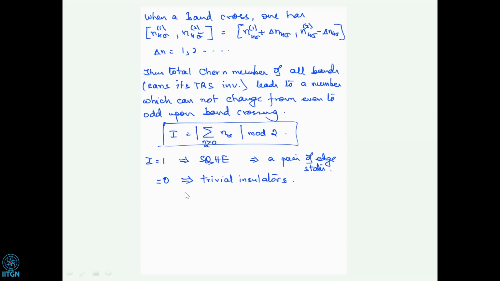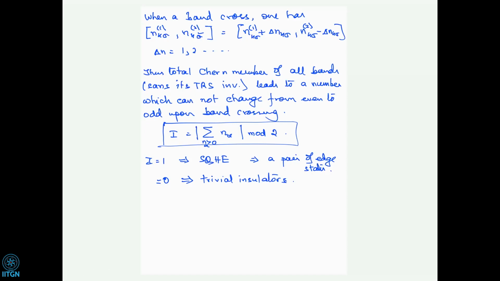However, if there are 2 such pairs, that is 4 states in total, the up bands can interact between themselves and the down bands can interact between themselves, and they can gap out each other. Okay, and therefore those are not topologically protected. And that is another way to understand why this I equal to odd, 1, 3, 5, etc. are topologically non-trivial states. Okay.